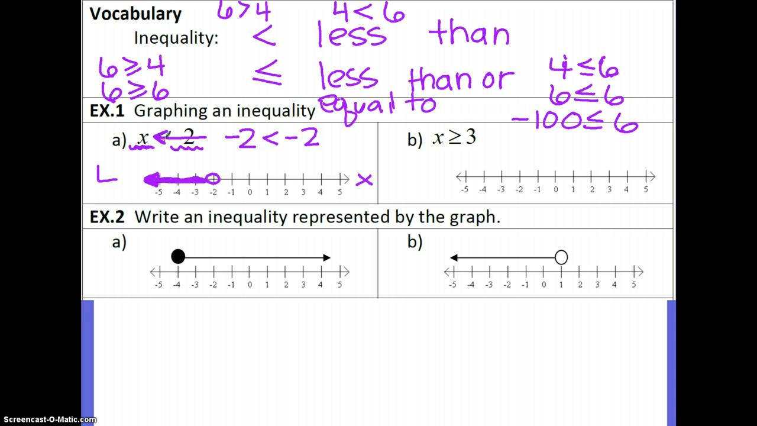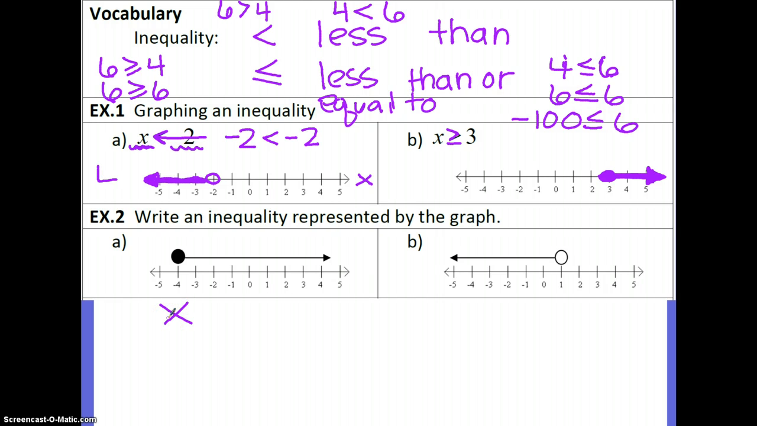So the next one, x is, remember this is greater than or equal to 3. So we find the number 3. It says greater or equal, so I'm going to shade it in because it can equal the number 3. And it's greater. Greater would be this way. So I shade that direction. All numbers that are greater or equal to 3, so that would include 4.5, 5 3/4, all numbers greater than 3 or equal.